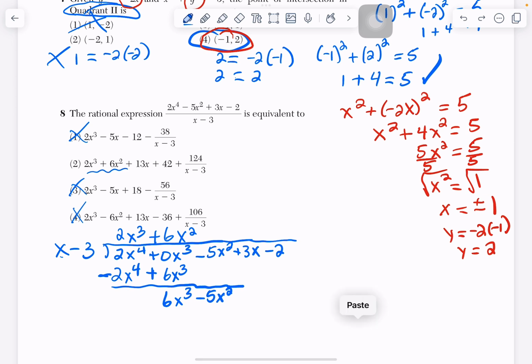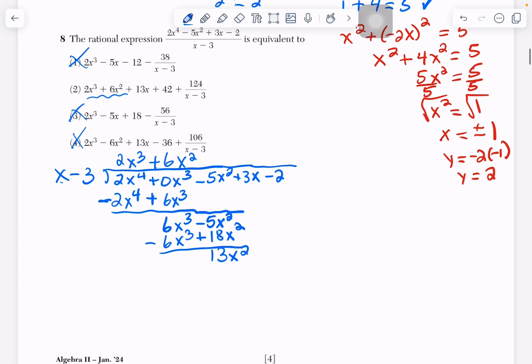All right, so this is my x. 6x squared times minus 3 is minus 18x squared. This is 6x cubed. Change the signs, minus and a plus. This becomes 13x squared. We're going to bring this down, plus 3x. If we divide 13x squared by x, we get plus 13x.